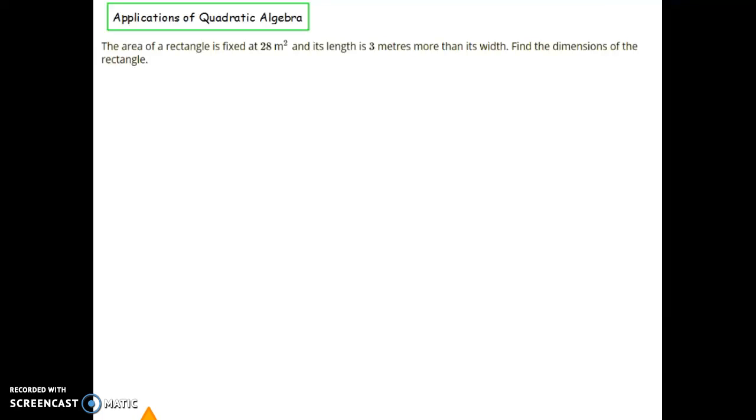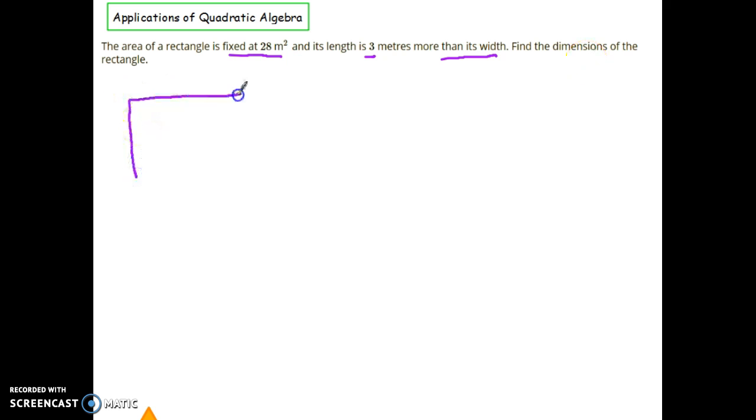Here we're going to look at how quadratic algebra can be used to solve some real life worded questions, some applications. So here's an example where we know about a rectangle and it's got an area that has to be 28 metres squared. I know that the length is 3 metres more than the width. Our question is if we can find the dimensions of the rectangle.